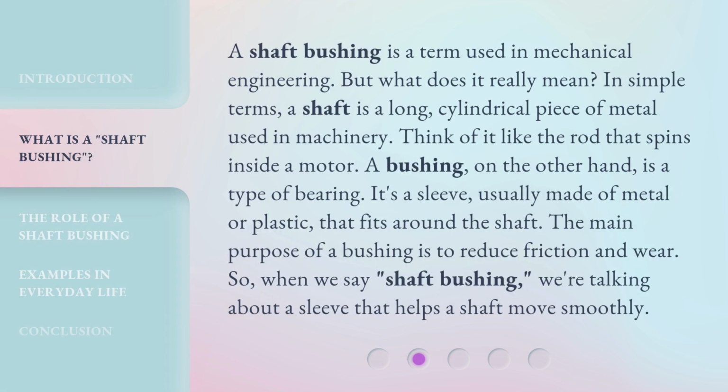A shaft bushing is a term used in mechanical engineering, but what does it really mean? In simple terms, a shaft is a long, cylindrical piece of metal used in machinery. Think of it like the rod that spins inside a motor. A bushing, on the other hand, is a type of bearing. It's a sleeve, usually made of metal or plastic, that fits around the shaft. The main purpose of a bushing is to reduce friction and wear. So, when we say shaft bushing, we're talking about a sleeve that helps a shaft move smoothly.